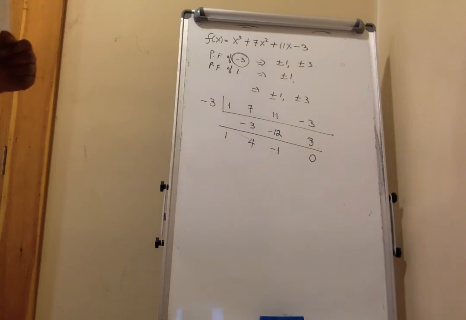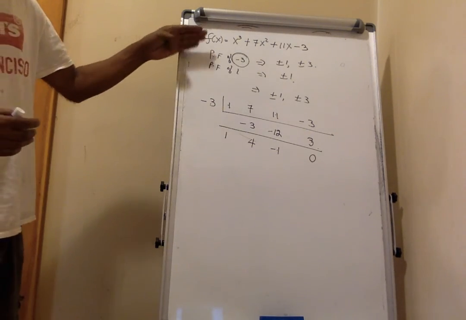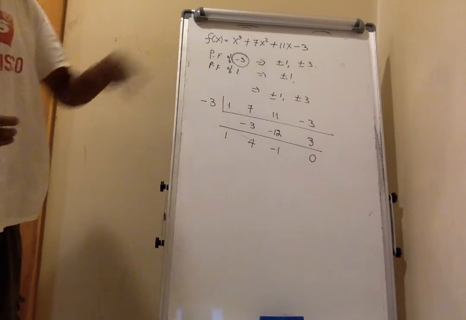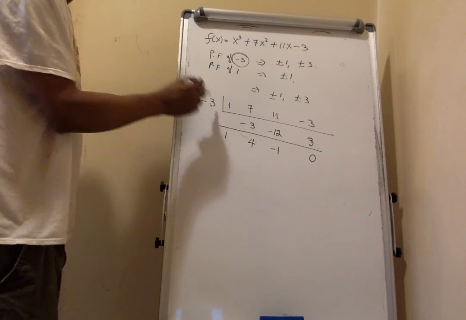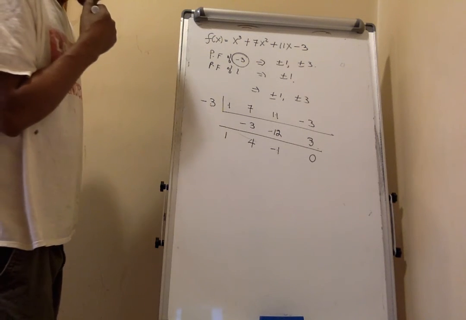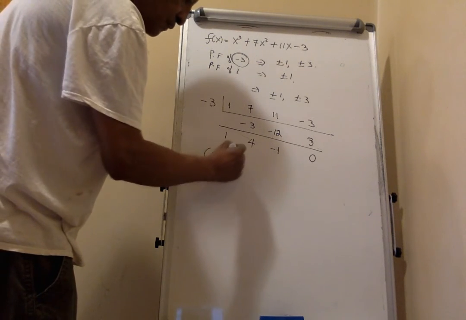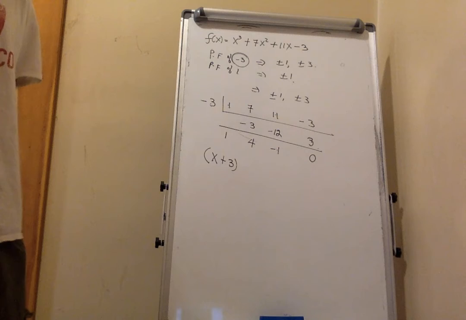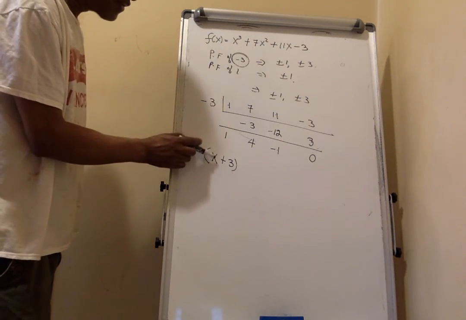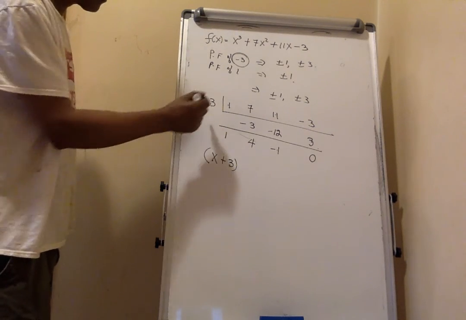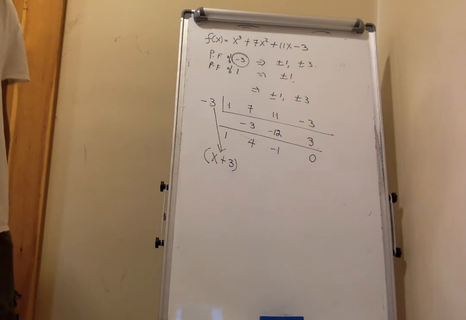I'm done, right? Now, look, how do I rewrite this as a factor of f of x? This one is my 0 of -3. Therefore, my factor is x plus 3. If my 0 was +3, it could have been x minus 3. Because for what value of x is x plus 3 equal to 0? If x is -3. So if you write it in factor form, it becomes x plus 3.